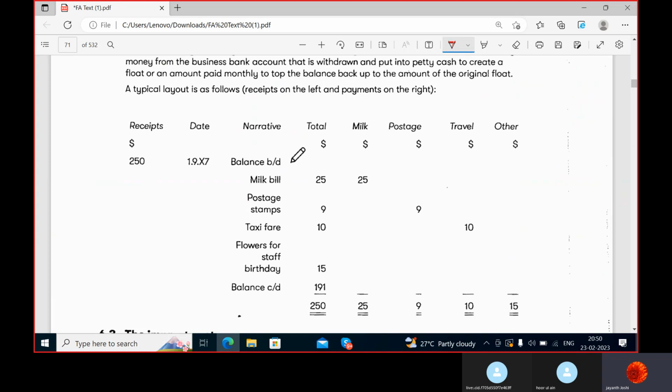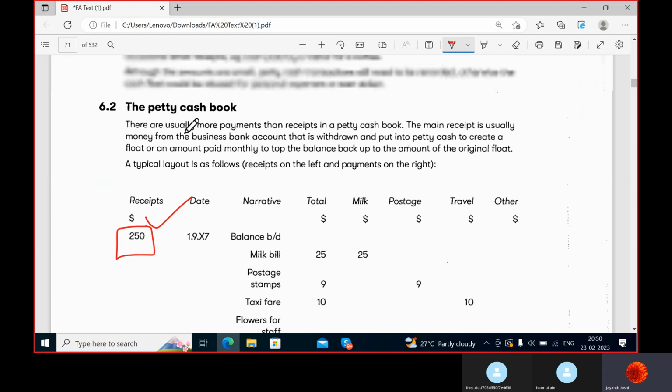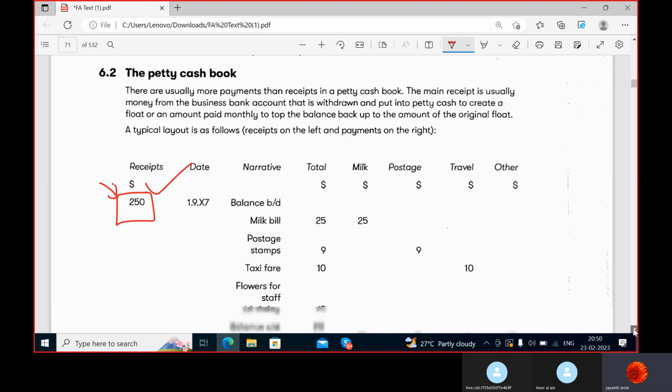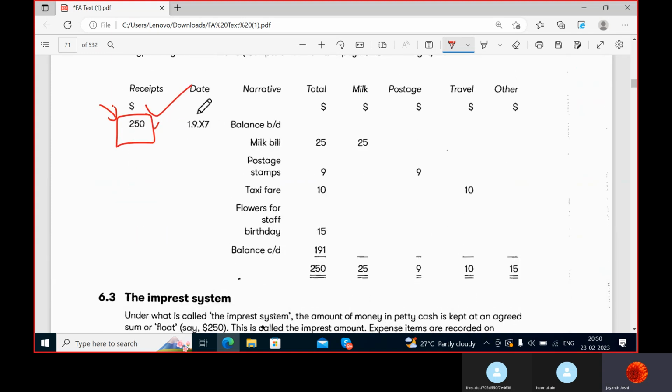So you have started with some balance of $250. How did you start with a balance of 250? See, you got some money from the management. What happens is, for all these petty expenses, some budget is made or some amount is released. So let's say you have $250 to make all these payments. You started with $250, that is what you have, and then all these payments you have made.